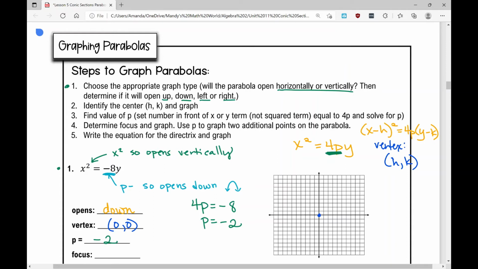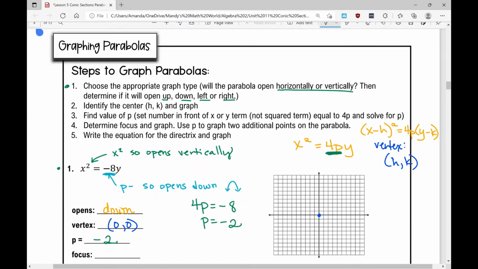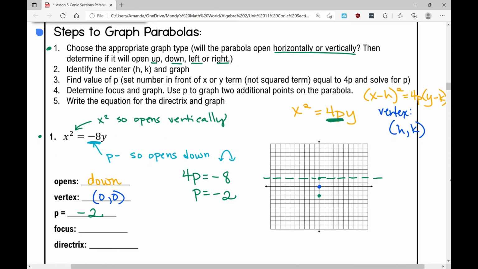So I know it's opening down, but I know that the focus and the directrix are going to be 2 units from that vertex. So 2 units up, I'm going to put a dot. 2 units down, I'm going to put a dot. The one down, not my vertex, that's my focus, because this parabola is going to open down. 2 units up, that's the directrix. That's where the directrix is going to be. So let's label this. The focus, the ordered pair is (0, -2). And the directrix is going to be y equals 2. That's the equation of the directrix.